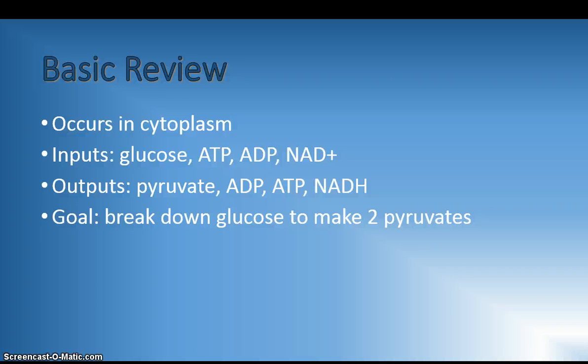So here's a basic review. Glycolysis occurs in the cytoplasm. The inputs, or what goes in, are glucose, ATP, ADP, and NAD+. And the outputs, or what comes out, are pyruvate, ADP, ATP, and NADH. And the goal is to break down glucose to make two pyruvates.